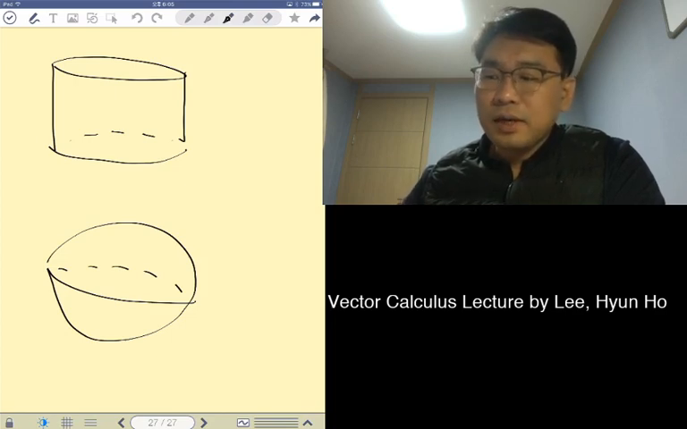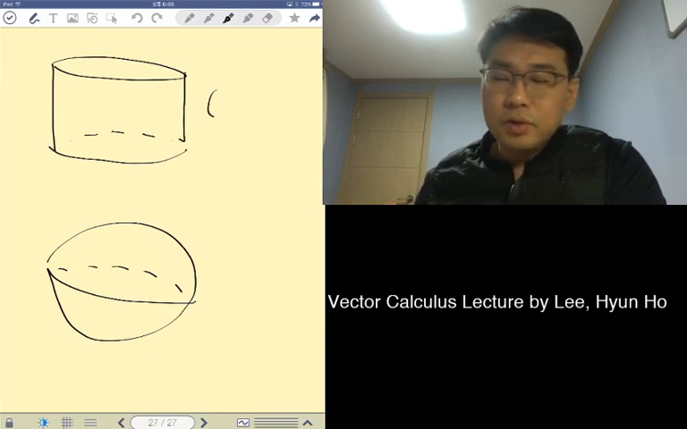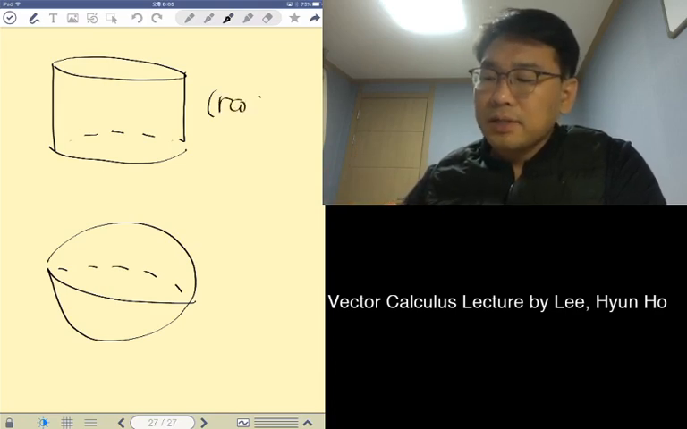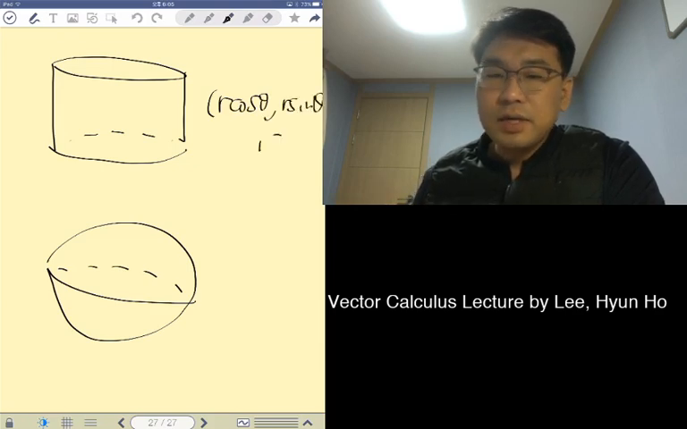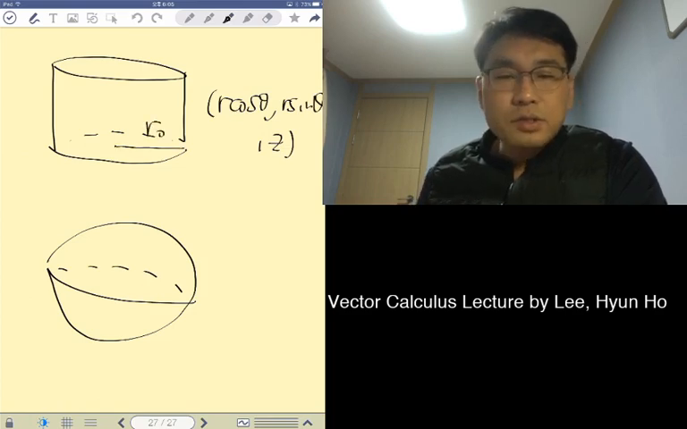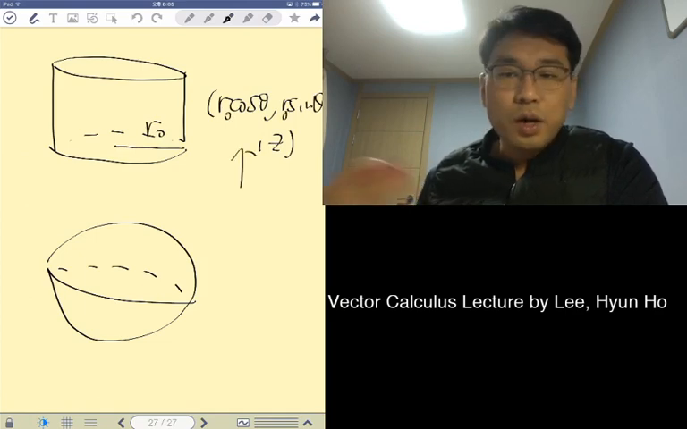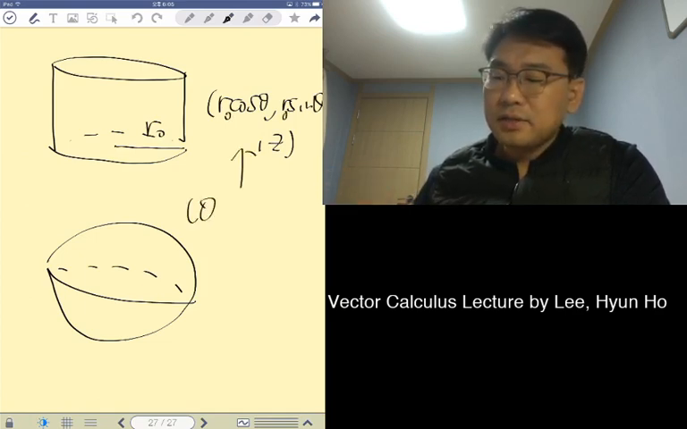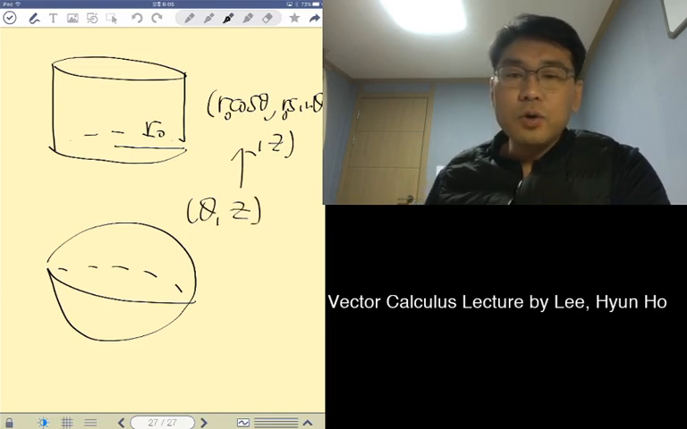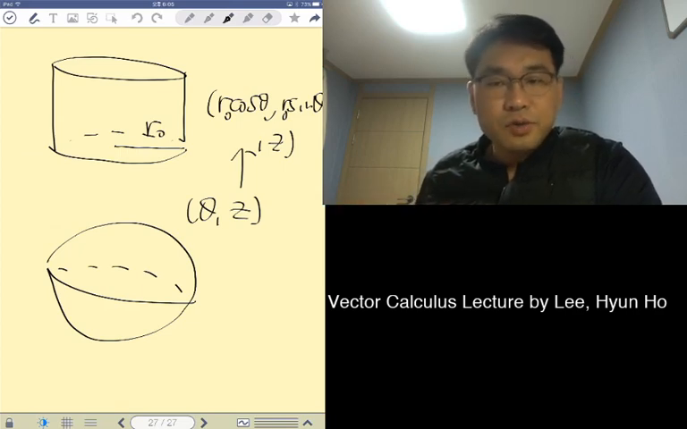So this is using the cylindrical coordinates, right? So this is (r cos theta, r sin theta, z), right? And this r is fixed. Let's say this is r0, fixed. Then this is just two parameters, and these are theta and z, right? So we know there is a parameterization for this cylinder, and the cylinder is now called a parameterized surface.